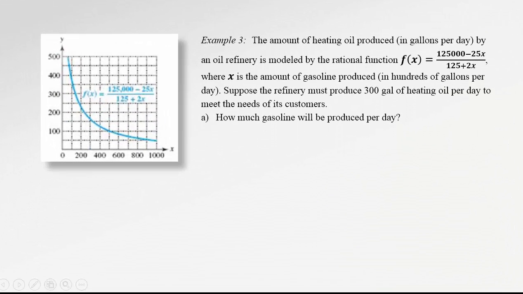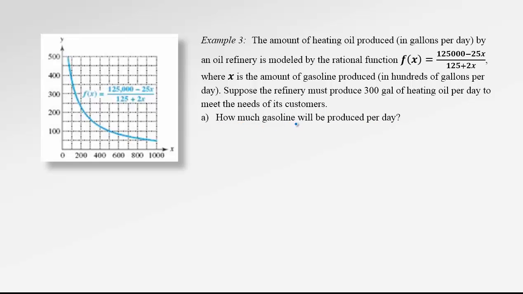In the end, let's look at one application problem. The amount of heating oil produced in gallons per day by an oil refinery is modeled by the rational function, and the formula for this function is given here. We also have the graph of this function, where x is the amount of gasoline produced in hundreds of gallons per day. Suppose the refinery must produce 300 gallons of heating oil per day to meet the needs of its customers. How much gasoline will be produced per day?